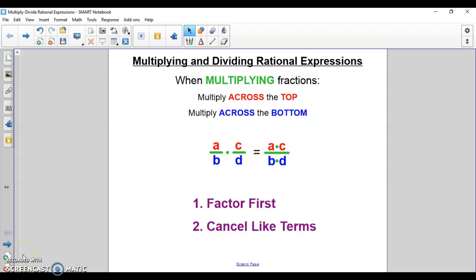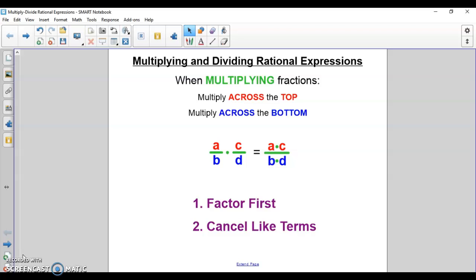Alright, we're back at it with another week. Last week we just simplified fractions. That's it. A lot of factoring, a lot of canceling. That's all we're going to do this week as well, but we're going to be multiplying and dividing rational expressions. So a couple things I want you to recall.